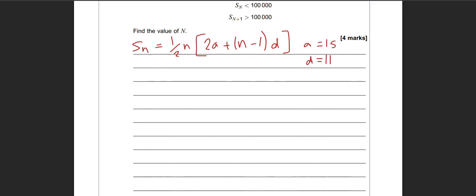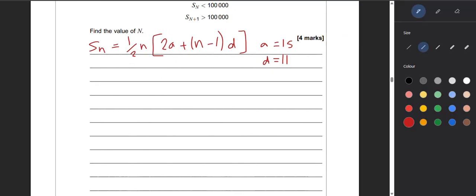Right, let me get my pen up again. So we're going to end up with, let's start with just the sum of n terms. So let's do Sn first. We're going to do a half n, and then 2a, that'll be 30, and then plus 11 lots of n minus 1. And that is less than 100,000.